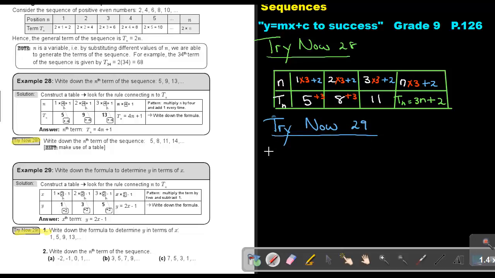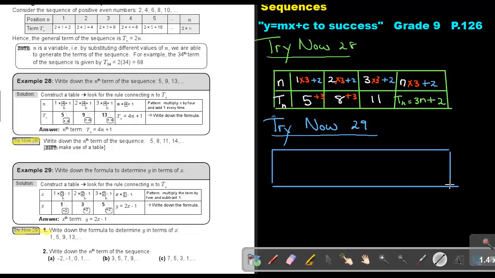Okay. So basically, I think we're going to do the same. Let's work with a table. In the beginning, it's going to help you. You can always make use of it. It doesn't matter. So this is going to just be x, and this is going to be y.